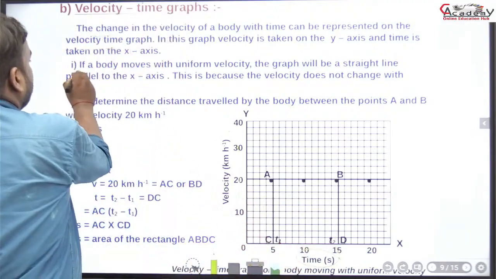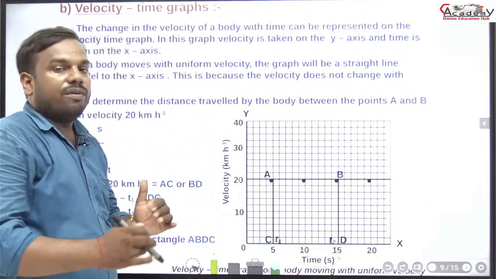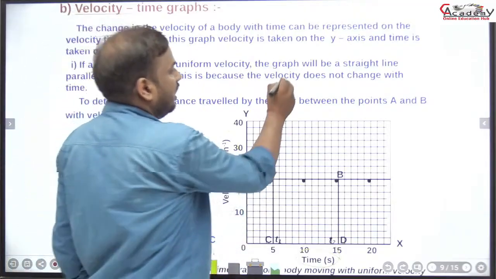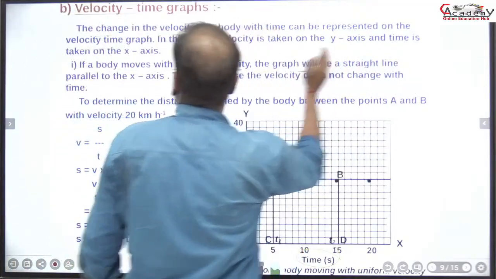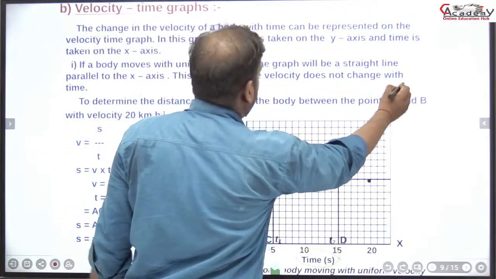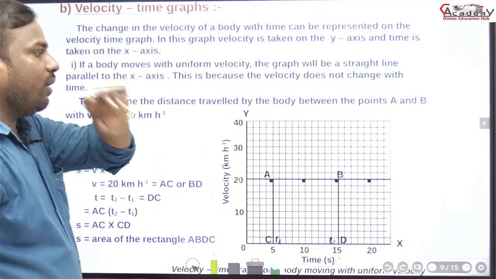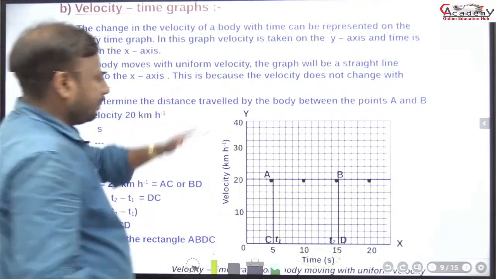So first, if a body moves with uniform velocity, the graph will be a straight line parallel to the x-axis. This is because the velocity does not change. To determine the distance traveled by the object from point A to B, look here.